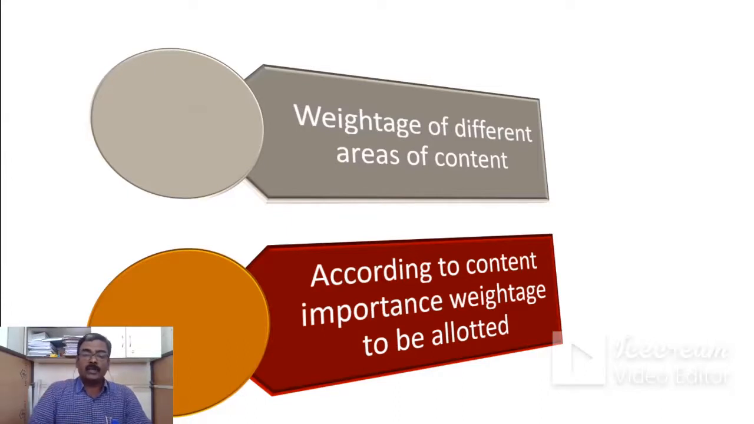Then second one is weightage of different areas of content. According to the content importance, weightage is to be allotted. That means if we are teaching 5 lessons and we fix the question paper for 50 marks, then each chapter should get 10 marks. Allotting equal marks for all chapters is very good for the achievement test. We can decide which is the important chapter and which is the least important chapter, so we can change the weightage.